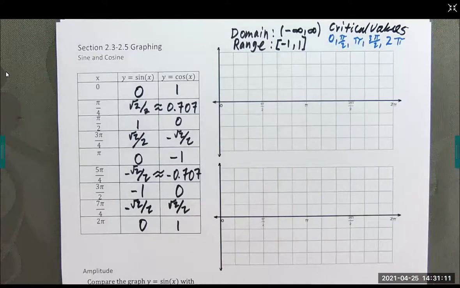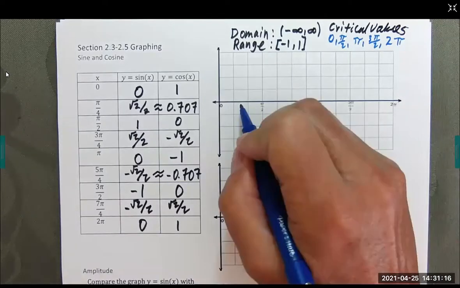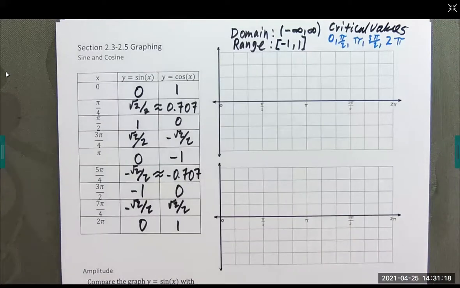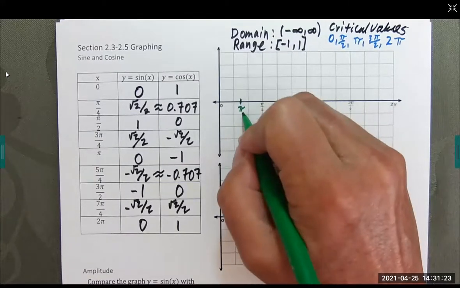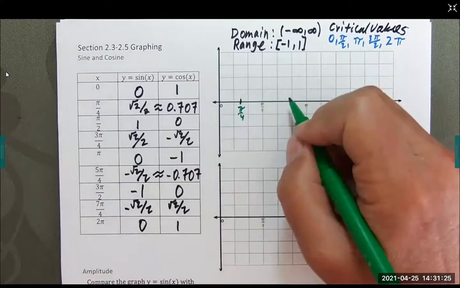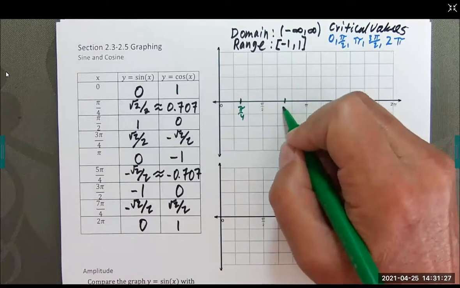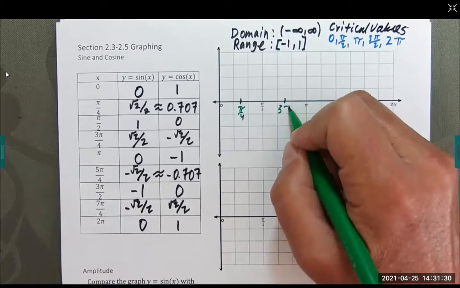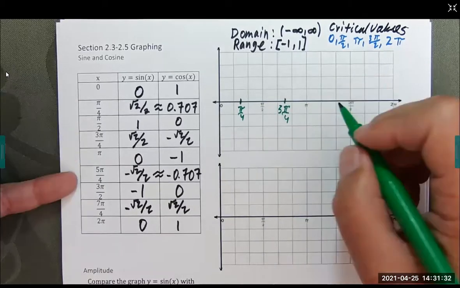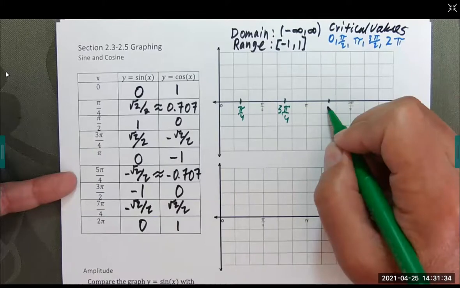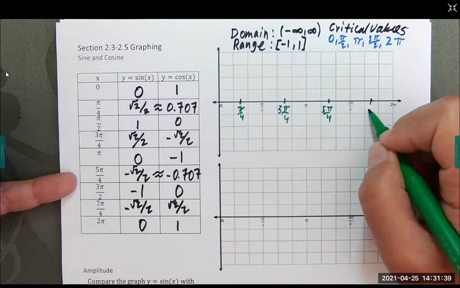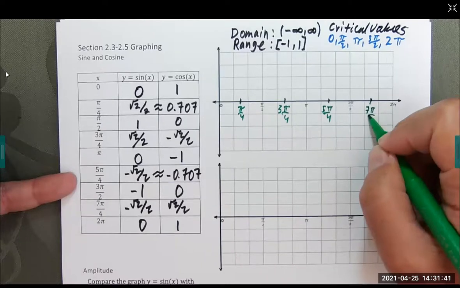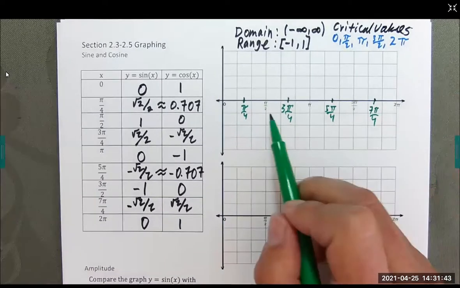And I'd like to mark up where these are. I'm also going to fill in, just real quick, here's my pi over 4, and here is my 3 pi over 4. And then 5 pi over 4 is here. And here's my 7 pi over 4. And the ones in black are actually my critical values.